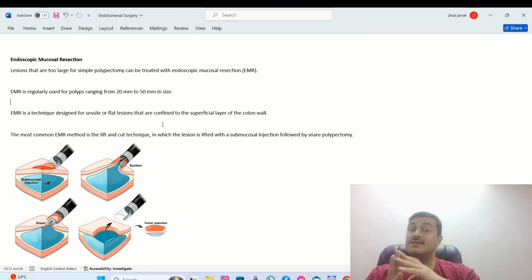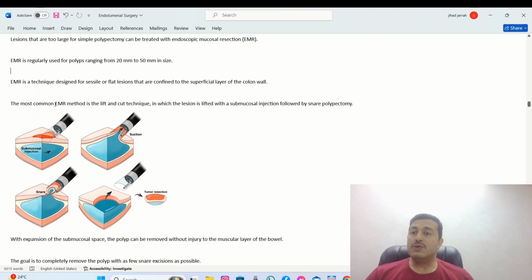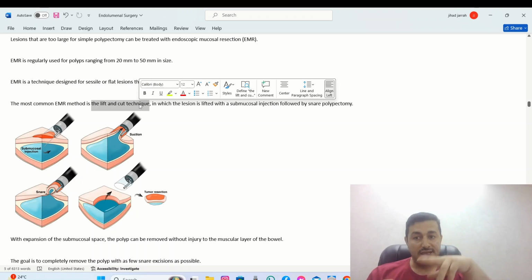So what we need is a lifting technique or lifting agent, and the technique we use, as it's written here, the most common endoscopic mucosal resection method, is lift and cut. Lift using a lifting agent, which we described a few seconds ago, and we cut using what? Snare, hot snare mainly. Sometimes they use cold snare, but since we already used a lifting agent that can protect the underlying structure, it's hot snare.